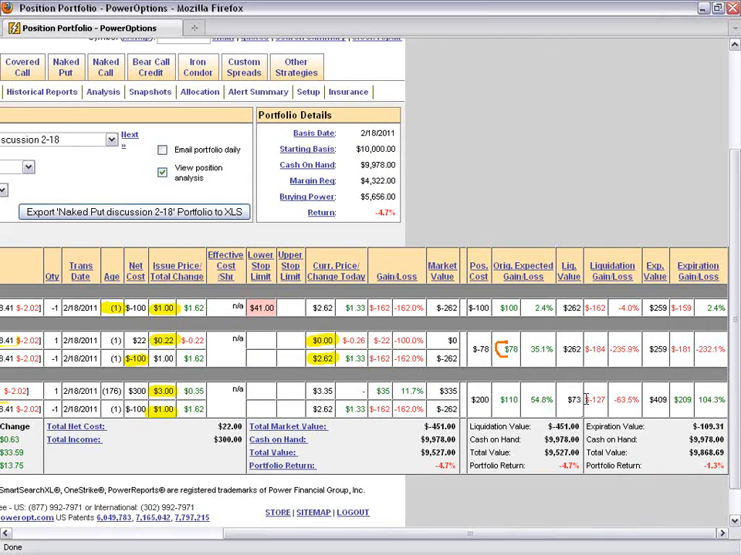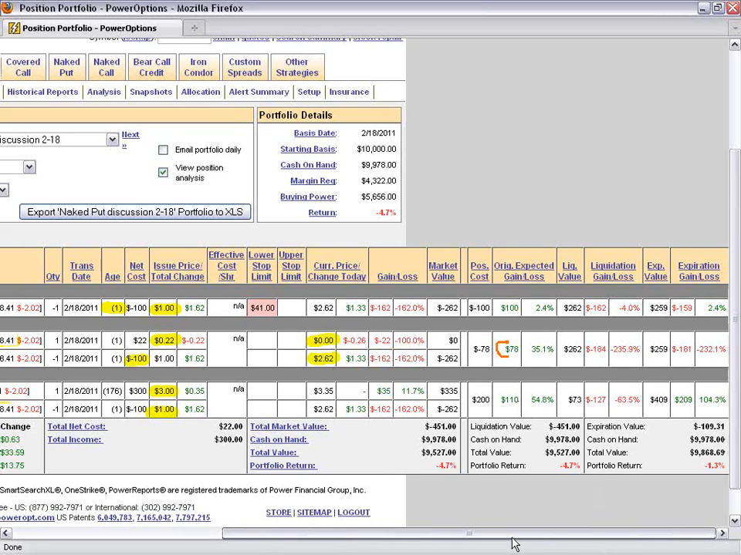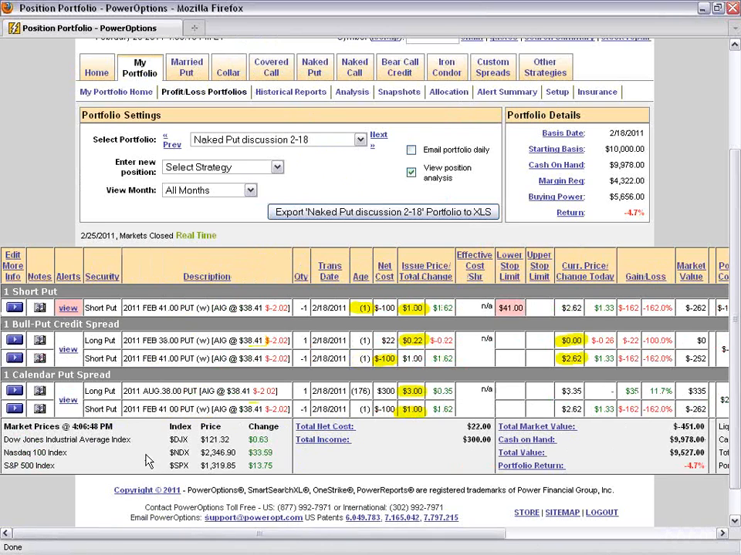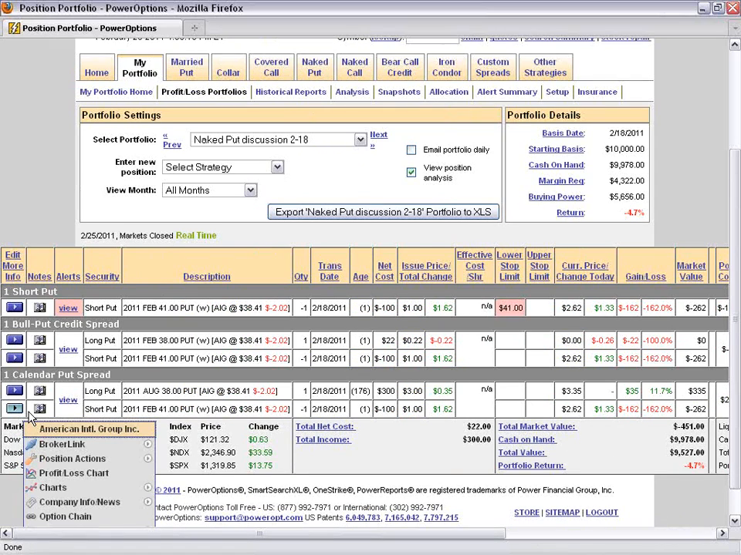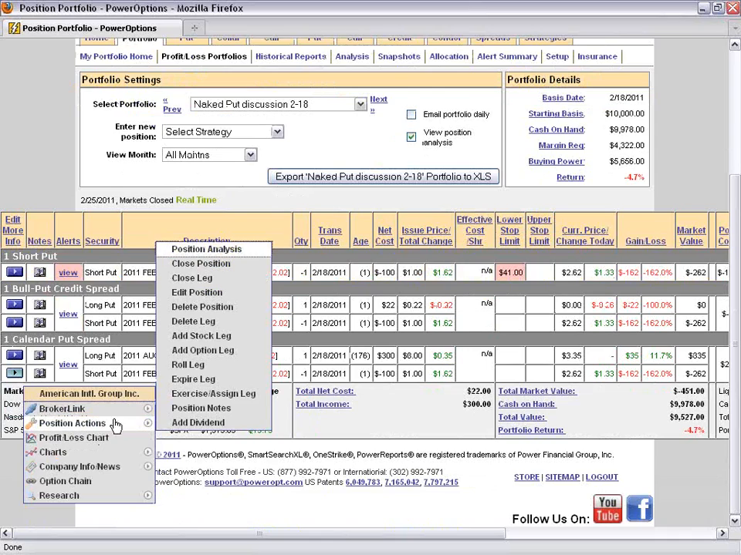And the calendar spread is showing a significant loss right now as well, but we have more time to manage it because we have the August put in play, so we can continue to roll the weekly options against it. And maybe we'll do that. Let's go ahead and do that. So if I was going to roll this leg, the February 41, for example, I'd just click the More Information button. We'd go to Position Actions, and now I'm going to roll the leg.